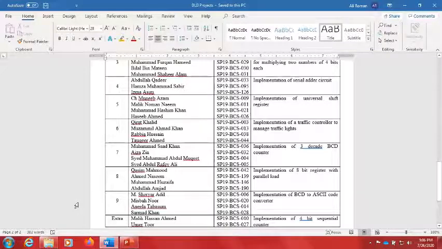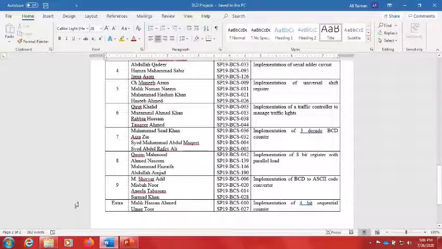The eighth group consists of Qasim, Ahmed, Huzaifa and Abdullah. They have to implement a simple 8-bit register with parallel load. That 8-bit register has the capability to parallel load the data into the registers. They have to implement that, and we have discussed that in detail in our theory session.